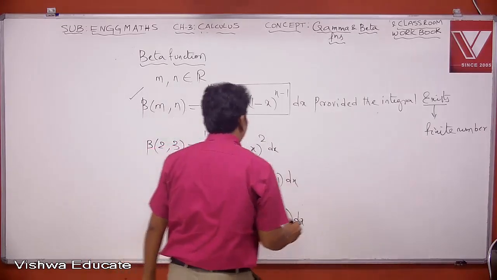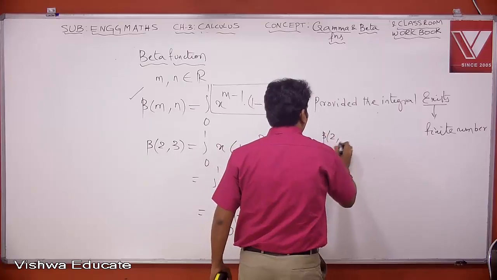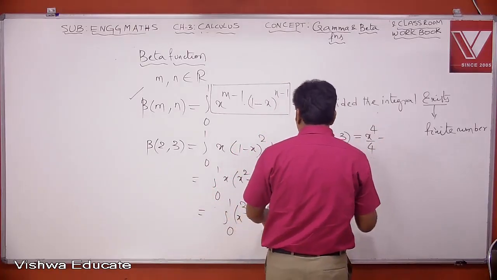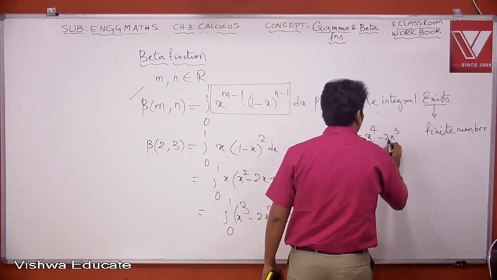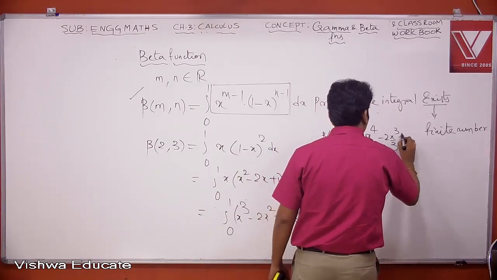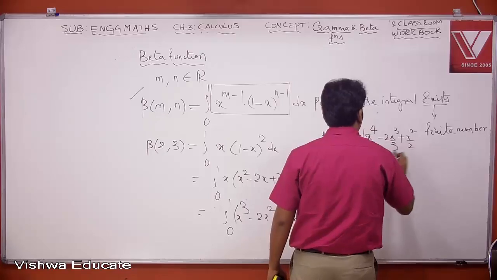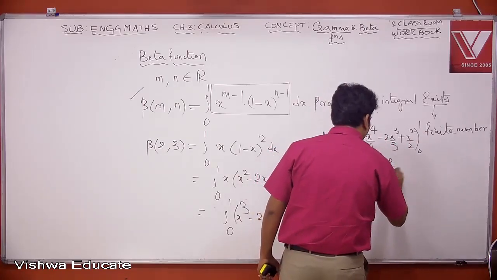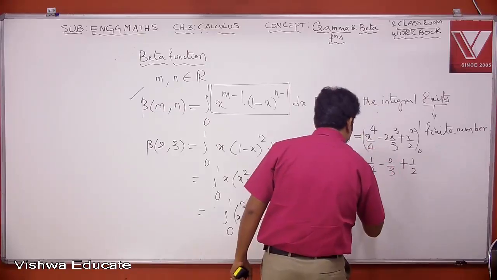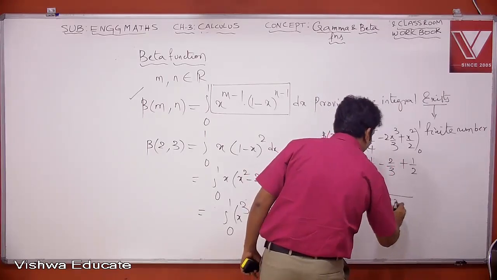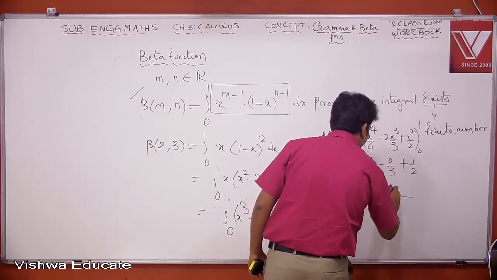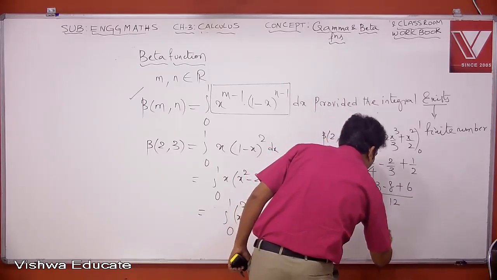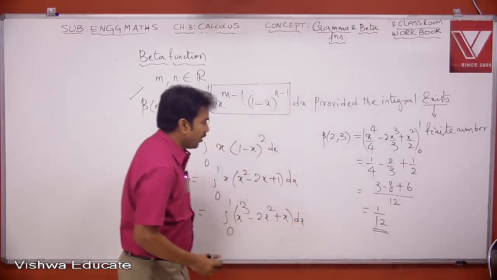Now let us integrate this. Therefore beta of 2 comma 3 equals the integral of x cube, which is x power 4 by 4, minus the integral of 2x square, which is 2x cube by 3, plus the integral of x, which is x square by 2. Limits are from 0 to 1. So this is 1 by 4 minus 2 by 3 plus 1 by 2. Here the LCM is 12. This is 3, 8, 6. So therefore this value is 1 by 12. Beta of 2 comma 3 is 1 by 12.